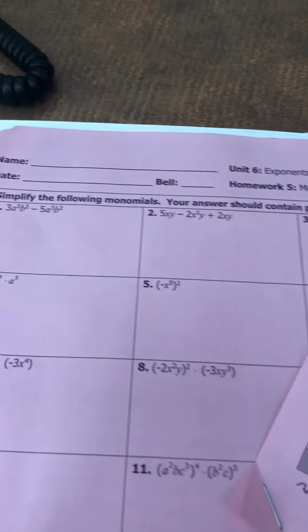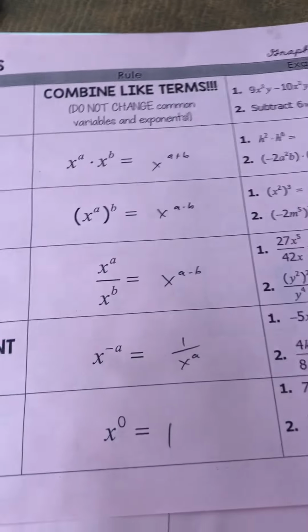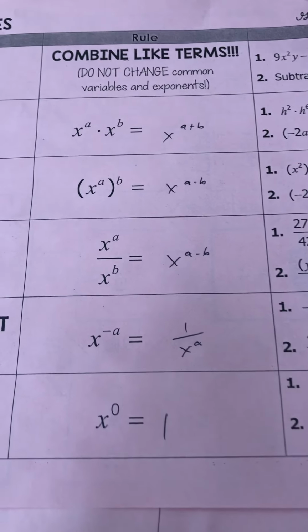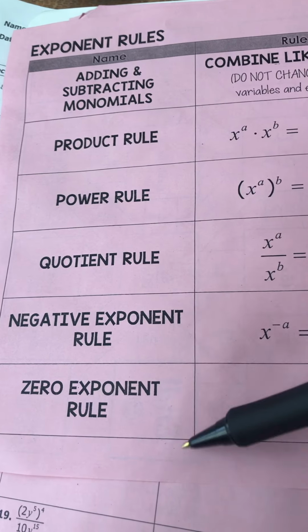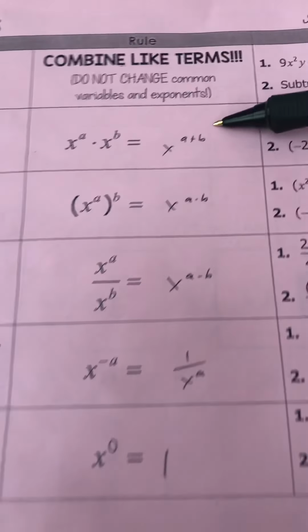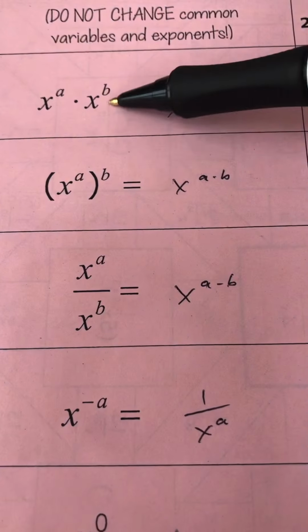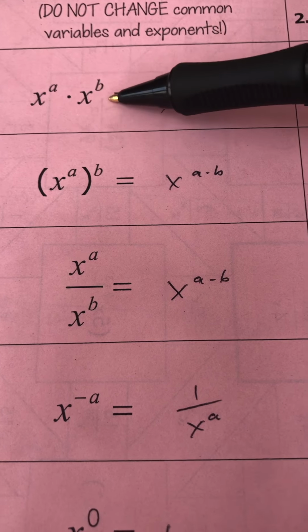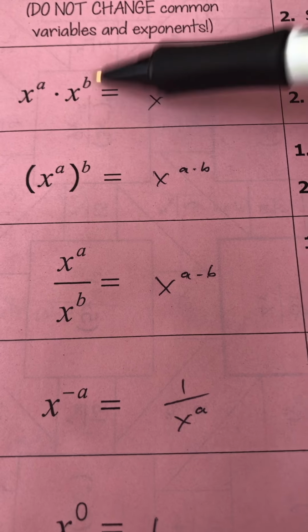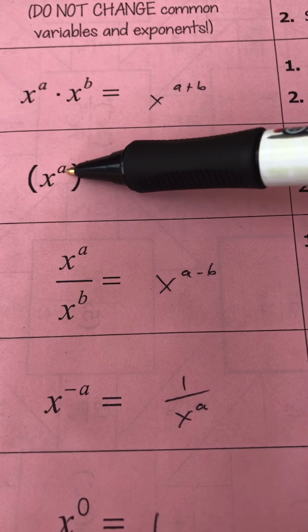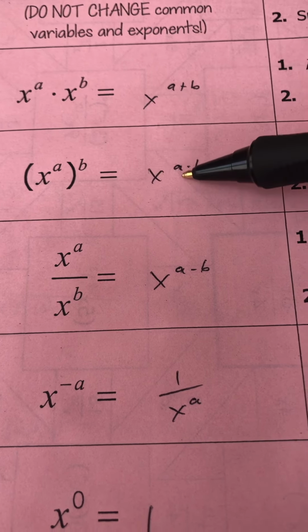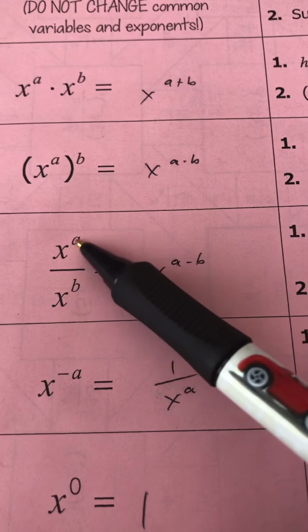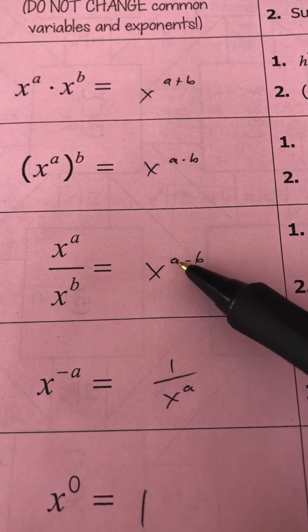Remember first your rules, so I don't know if you want to screenshot that. The product rule, power rule, quotient rule, negative exponent, zero exponent. When you're multiplying two terms, you are adding the exponents. When you are taking a term and raising it to another power, then you multiply the exponents. When you are dividing two terms, you subtract the exponents.